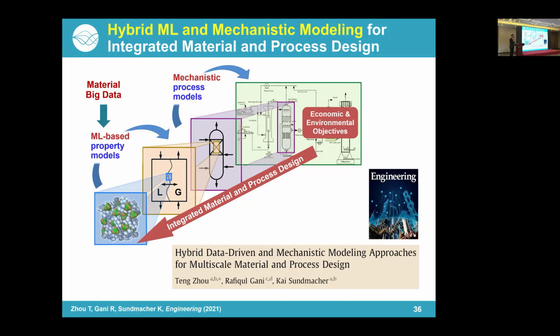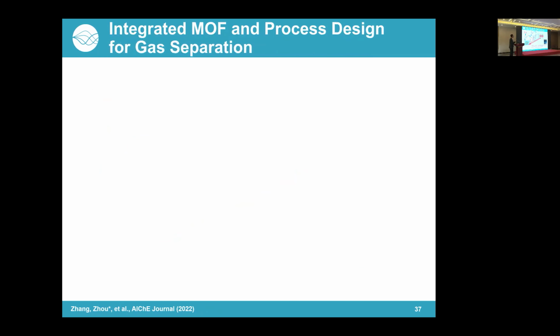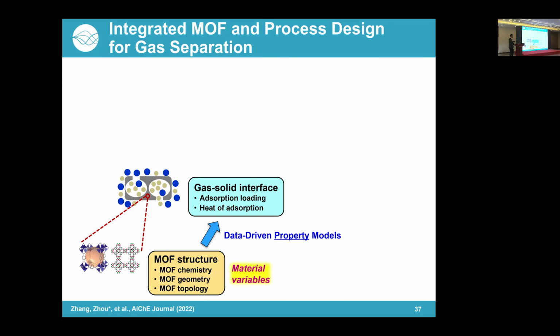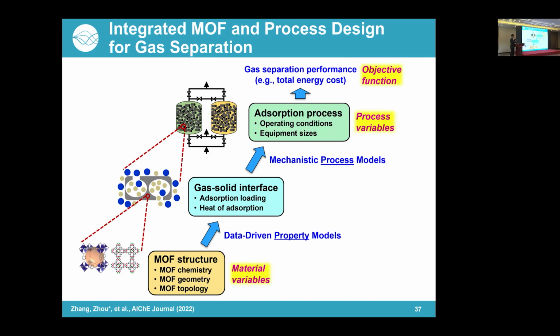We have two different types of models. Now, for this most recent one, again, we have a material structure. Then we predict adsorption loading and heat of adsorption. Then we do process modeling. We have our adsorption process models. And then later you can do optimization. So the first thing is how to express a MOF in a way that the computer knows.